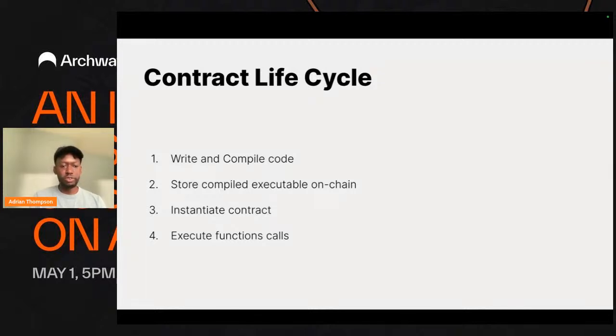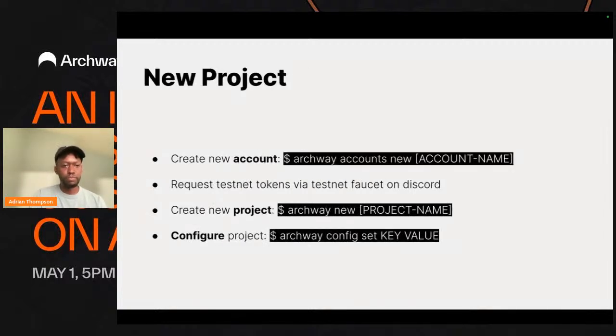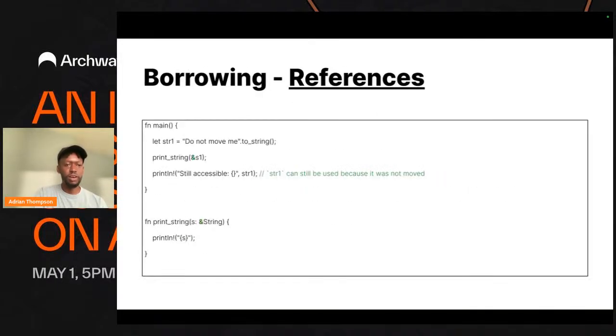So once you have that instance of your smart contract, you're able to execute the various functions or endpoints within that contract, whether it's a transaction or a query. That's basically it in terms of the contract lifecycle. So let's go ahead and create a basic project. With this, you definitely need to have the Archway CLI installed. So let me go back. Archway developer CLI.